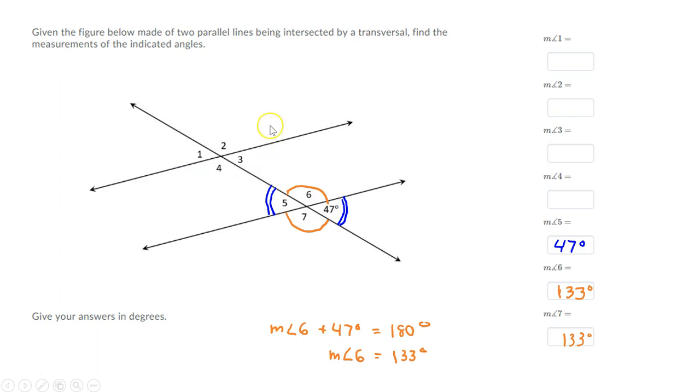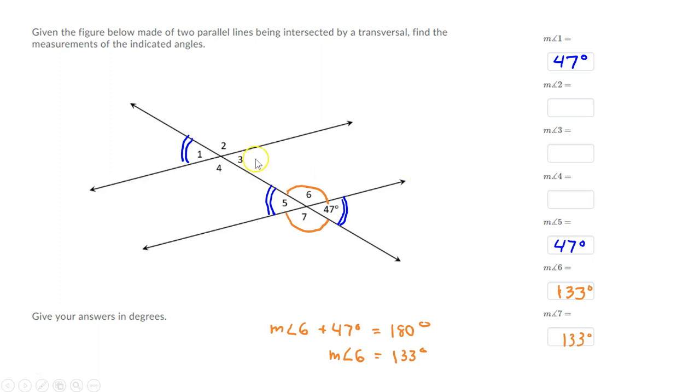Let's look at these angles over here, and that's where the parallel line information is going to come in. When I look at angle 1 over here, I know it's congruent to angle 5 and the 47 degree angle. And there's different reasons why I could say that. I could say because angle 1 is a corresponding angle with angle 5. I could also say it's an alternate exterior angle with the 47-degree angle. Whichever the case may be, it makes them congruent and makes the measure of angle 1 equal 47 degrees.